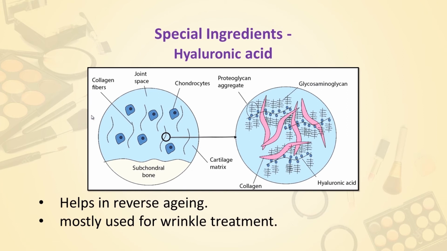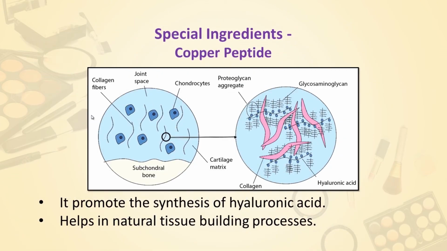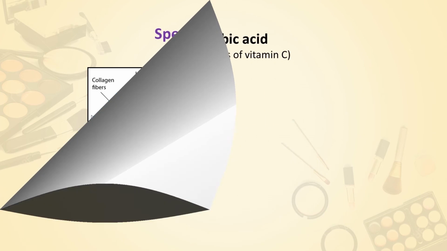Hyaluronic acid is often used for its ability to reverse or stop aging. It is found naturally in young skin and gets destroyed with age. So, products with hyaluronic acid are more often used for wrinkle treatment. Copper peptides promote the synthesis of hyaluronic acid, so they are sometimes used in combination.